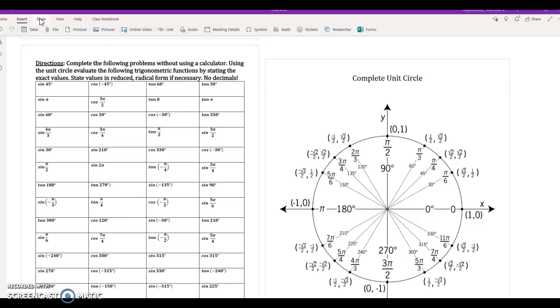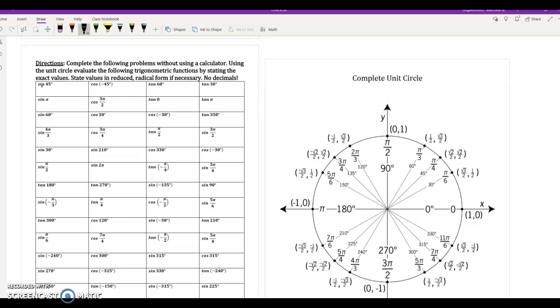And if you lose it or you want to double check to make sure that yours is correct, you can always just Google unit circle and something similar to this will come up. Some unit circles are more detailed than others, and we'll talk about what to do if it's not fully filled in.